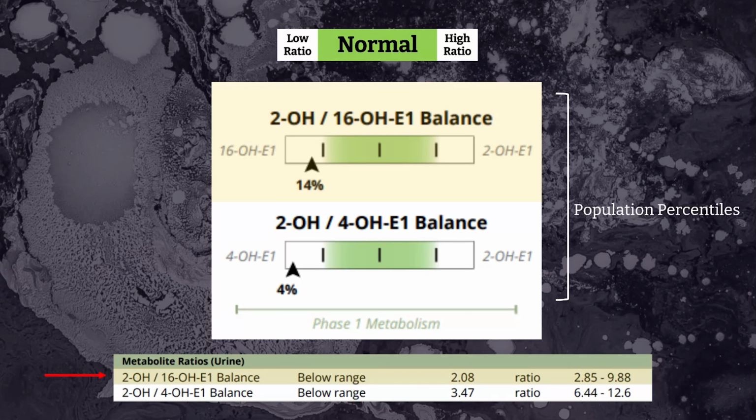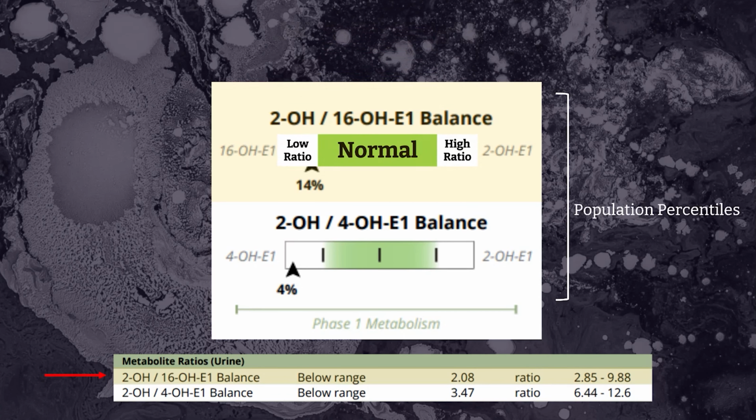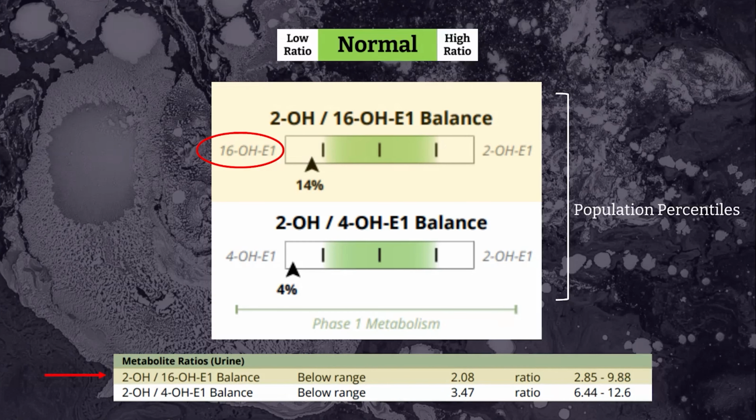Now this person has a low 2 to 16 ratio, and you can see the shift in the population slider towards the 16-hydroxy-E1 on the left. This is a 16-hydroxy preference. Right? Fewer than 14% of the people in the population have a worse 2 to 16 ratio. Right? That means a higher risk.